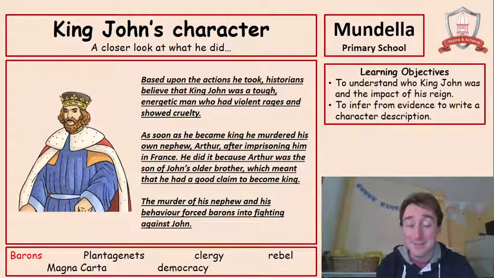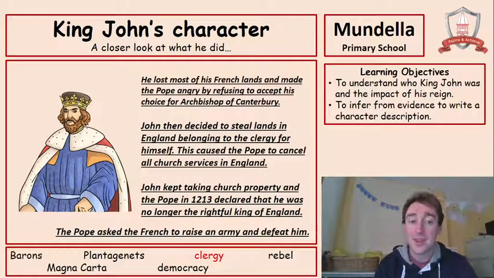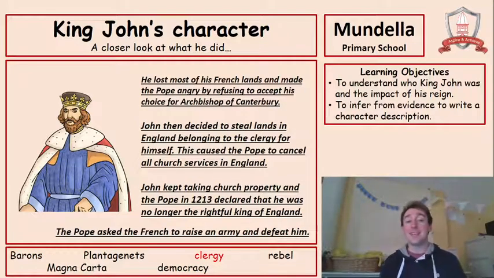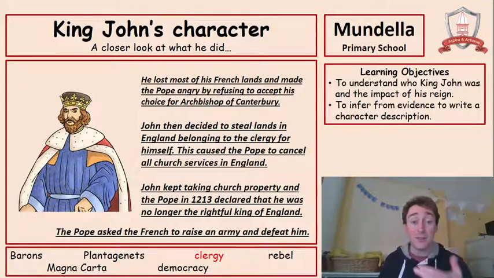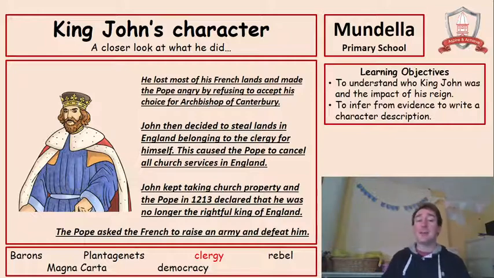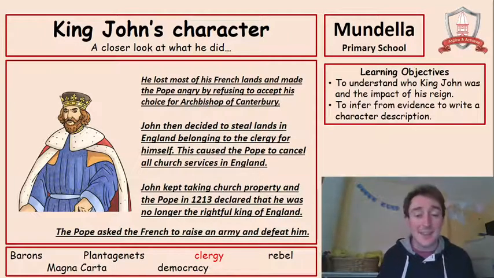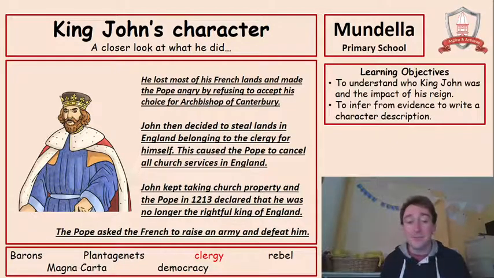His barons didn't even like him and thought that his behaviour was outrageous. So he also lost most of the French lands that he was fighting for, and he angered the Pope and the whole of the church by refusing to accept who he wanted to become the Archbishop of Canterbury. He then decided to steal lands in England that belonged to the church and the clergy for himself and get money from it. And this caused the Pope to cancel all church services like weddings and funerals and things like that, and burials in England.